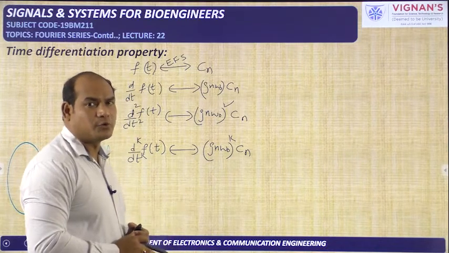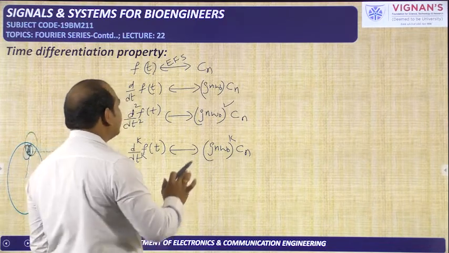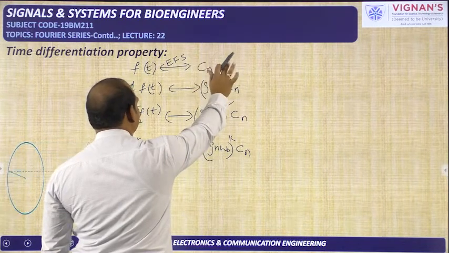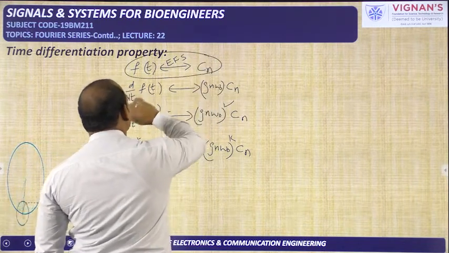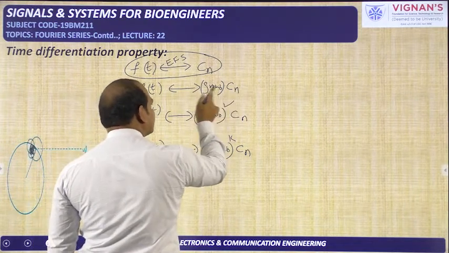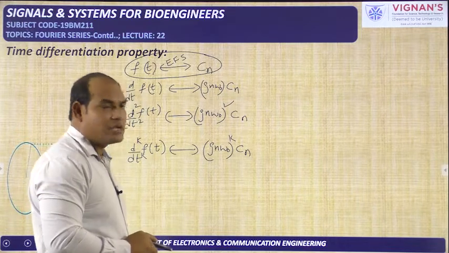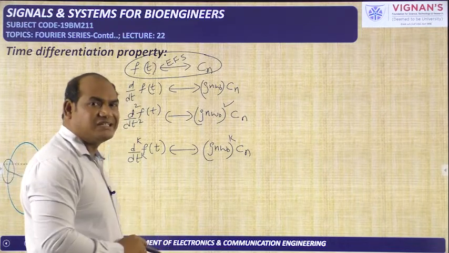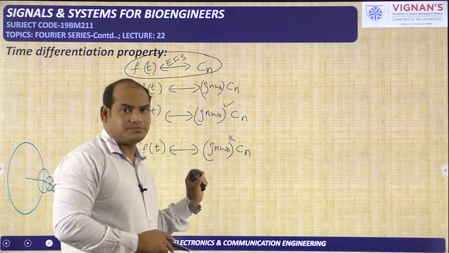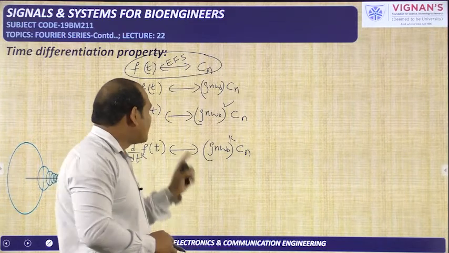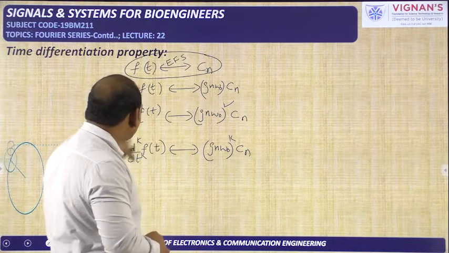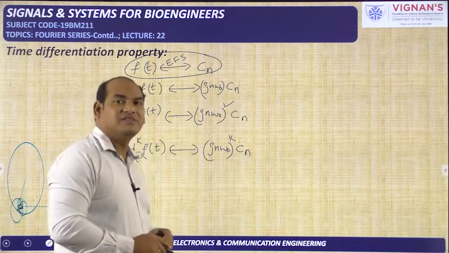This is what we are now going to prove. So what is the simple thing? f of t is the periodic signal with exponential Fourier series coefficient Cn. This is the given thing. Now, if you do one time differentiation of f of t, you need to multiply this Cn with j n omega naught one time. How many times you differentiate in the time domain, that many times you need to multiply with j n omega naught with the coefficient Cn. f of t has the coefficient Cn, and if you do the differentiation in the time domain, you need to multiply with j n omega naught.